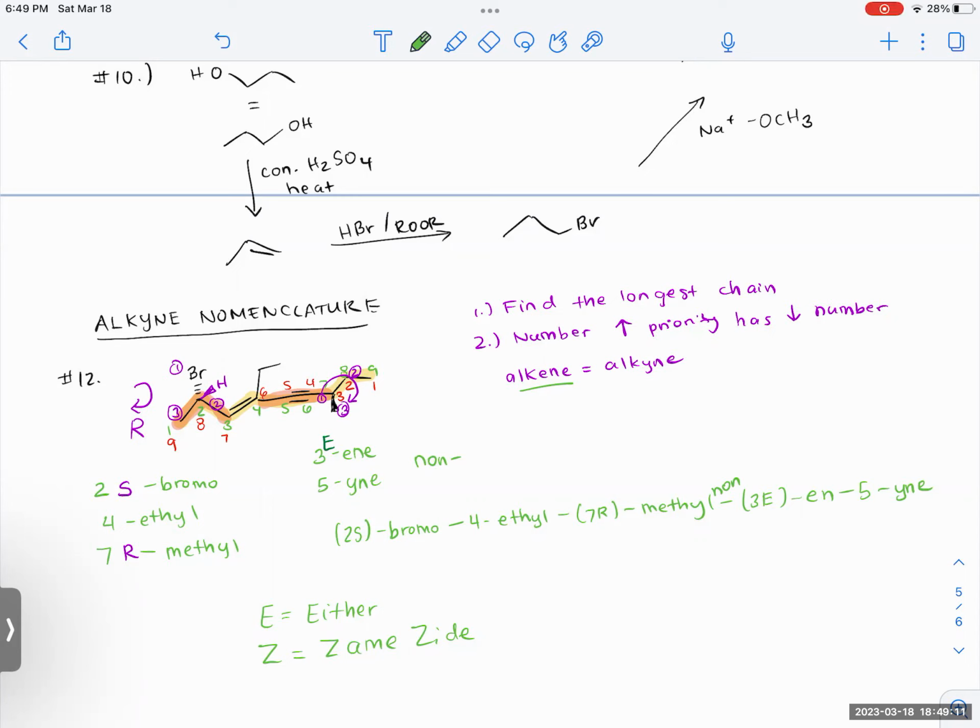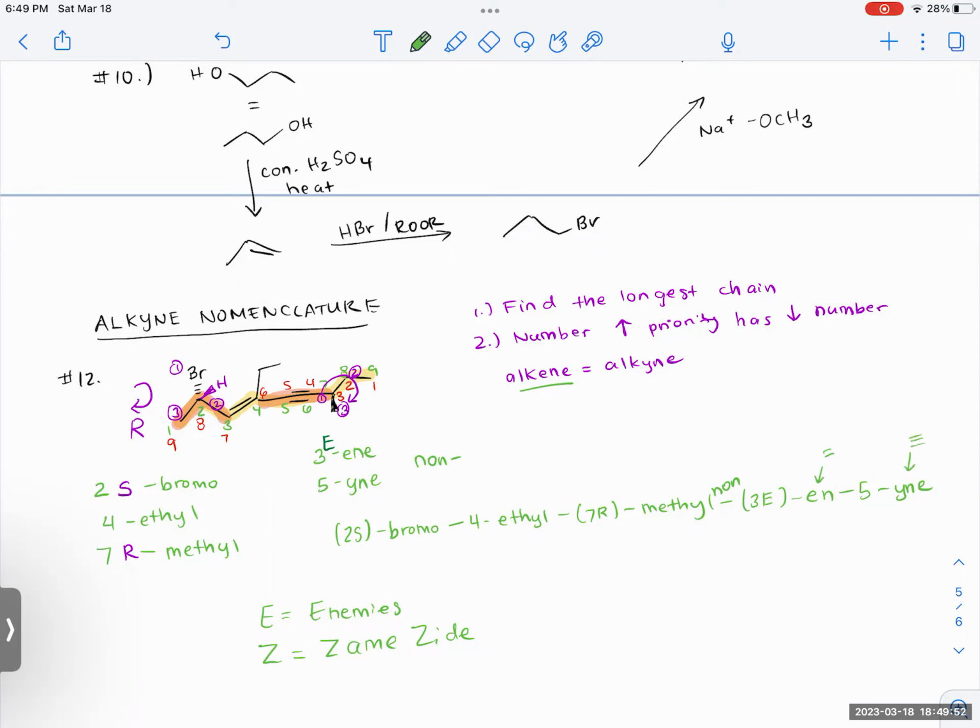Ooh, enyne. I like that one. Let's do enyne. For the EN and the YNE, are there rules with that? Is the EN only assigned to the double bond and the YN the triple bond, or is it just dependent on what comes first? So, yeah, EN is the double bond, YNE is the triple bond.